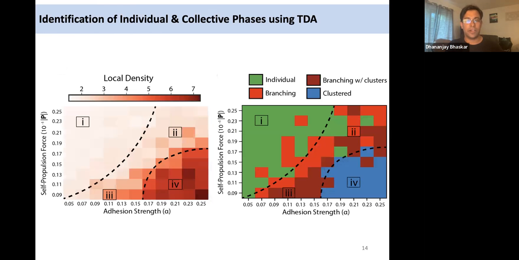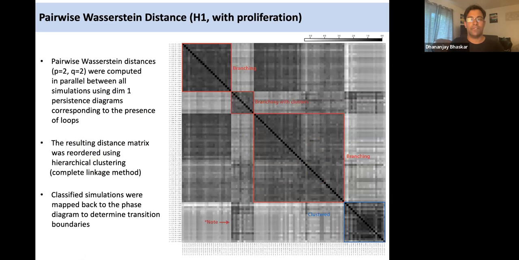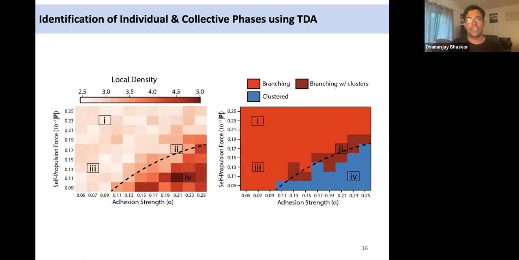And so what you get here is a classification where we have the clustered phenotype, the branching phenotypes, and the individual phenotypes. And so this is the clustering result computed in a completely unsupervised manner, using simulations without proliferation. And if you have simulations with proliferation, then we find these three distinct clusters, and the phase boundary ends up being more or less where we thought it would be just by manually looking at these simulation results.